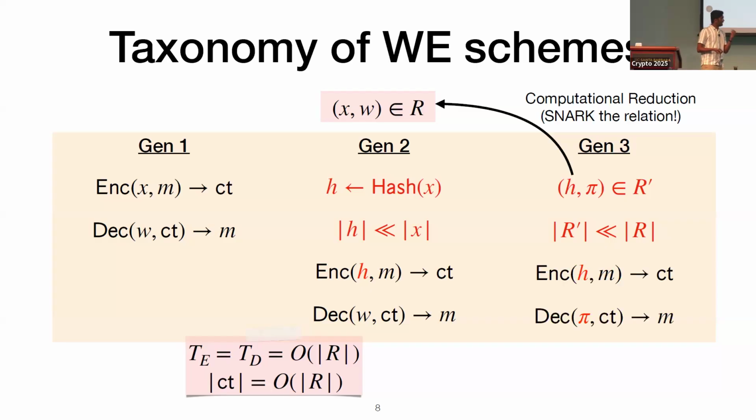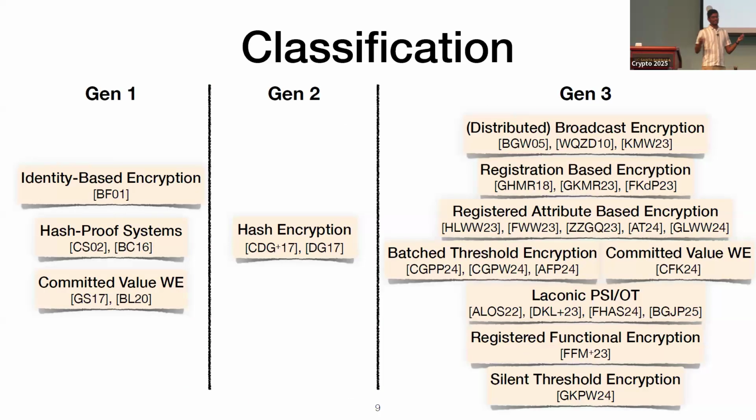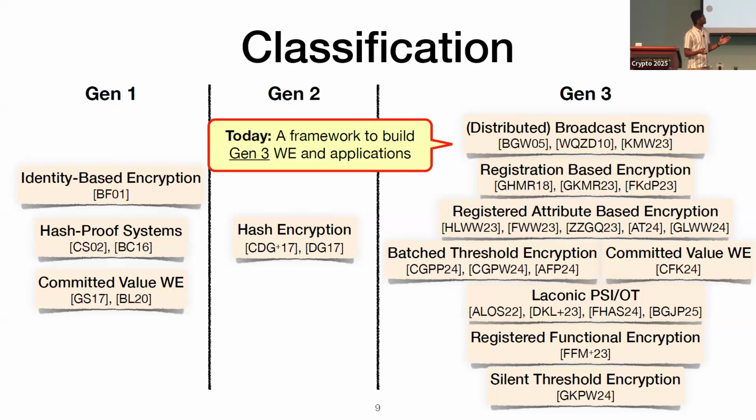What this allows us to do is build a witness encryption scheme which still targets the original relation R, but has encryption time, decryption time, and ciphertext size that are much, much smaller. If I had to classify the schemes we had on the earlier slide, this is how I would put them. Today, we're going to focus on building a framework that allows us to construct third generation witness encryption schemes, which is this third column over here.